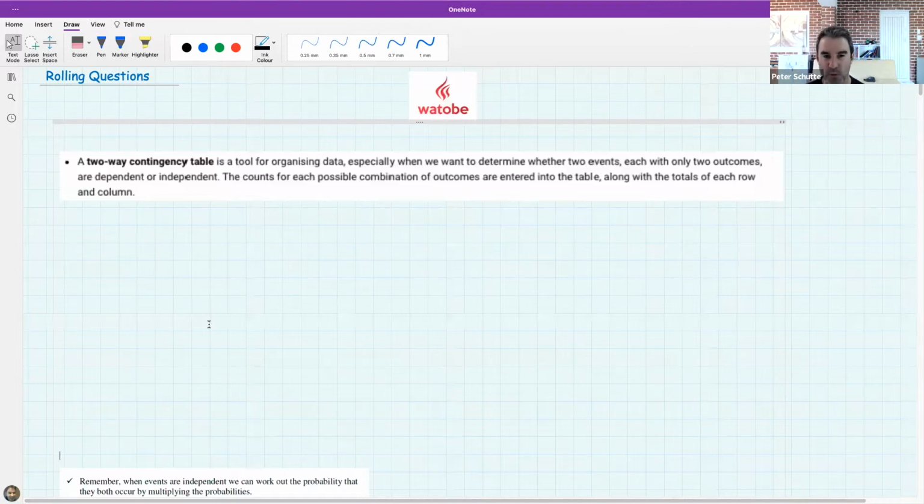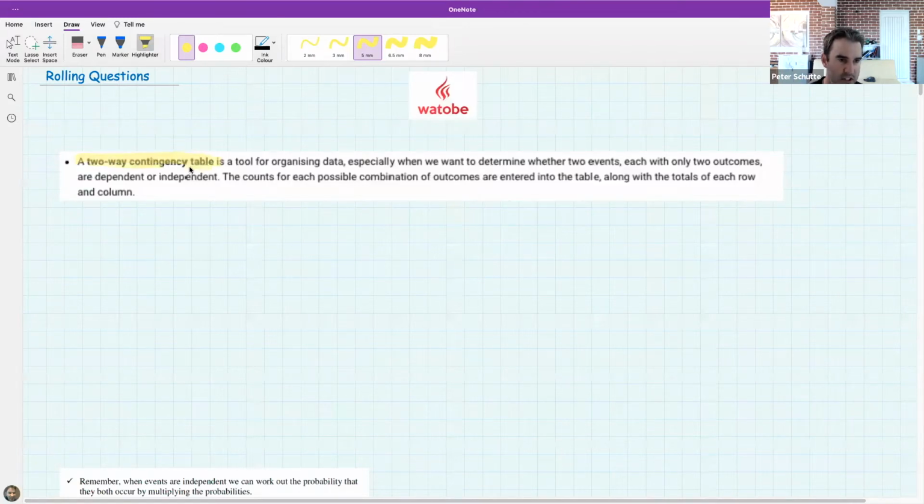The first structure we dealt with was the Venn diagram. And then we dealt with the tree diagram. And then today, the final structure we're going to work with is something called a two-way contingency table. And a table is just a table. It's just got rows and columns.